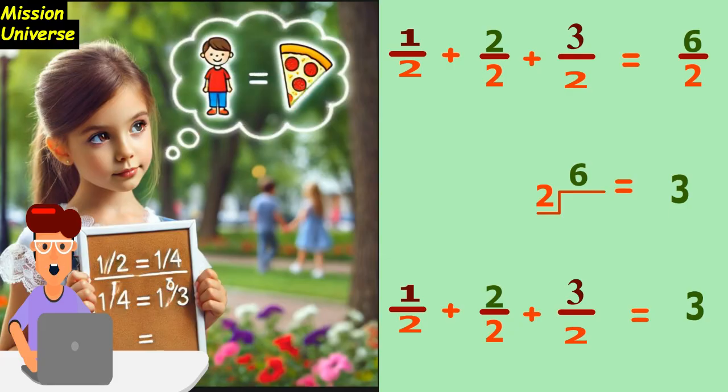1 upon 2 plus 2 upon 2 plus 3 upon 2 is equal to 6 upon 2. You will divide 6 by 2, it will be divided 3 times, then the answer will be 3. If you add 1 upon 2 plus 2 upon 2 plus 3 upon 2, then it will become 3. The answer will be 3.